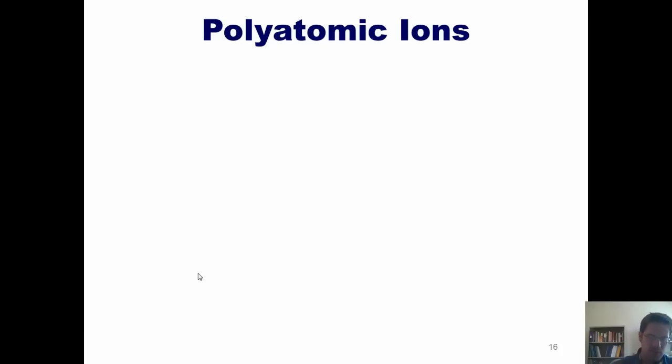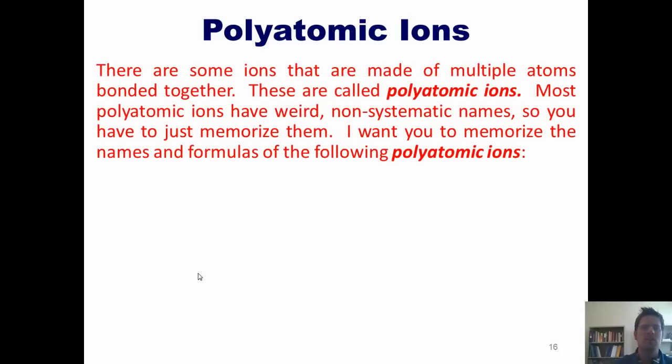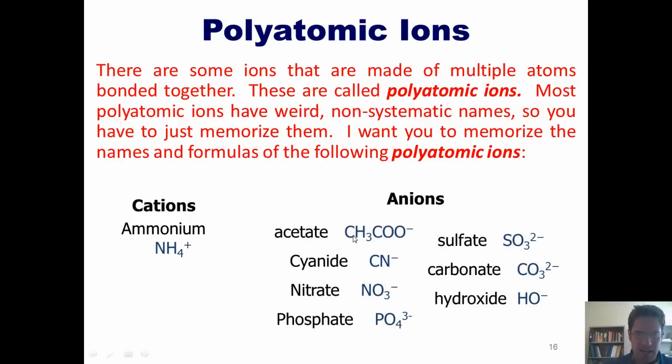This brings us to a subject that might totally blow you away. As it turns out, there are some ions that are made up of multiple atoms bonded together. These are called polyatomic ions. Now, most polyatomic ions have weird and non-systematic names, so you just have to memorize them. I want you to memorize the names and formulas of the following polyatomic ions. There's this famous cation called ammonium, which has the formula NH4 and a charge of +1. And there are these 7 anions, with the individual formulas and charges shown here.